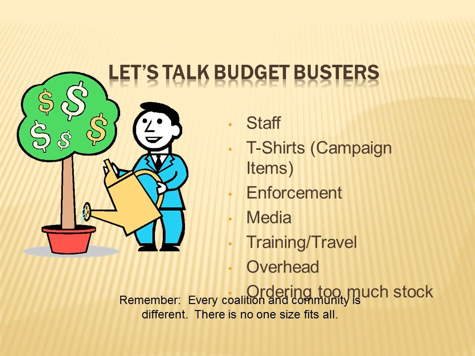Training and travel, of course, thinking about what's really necessary. And then I think ordering too much stock is out there, because I will tell on us. We order those age calendars for tobacco and alcohol places, and there was one year that we ordered them and did not get them out, and you can't do anything with 2014 calendars in 2015. So making sure that you're ordering the amount you need and getting it out immediately so you're not wasting it is important.